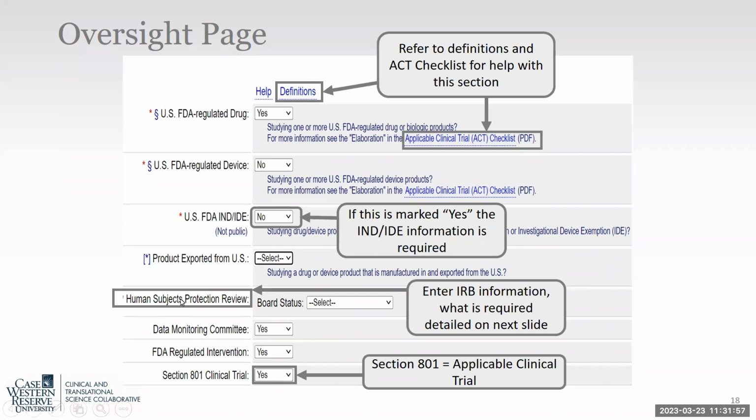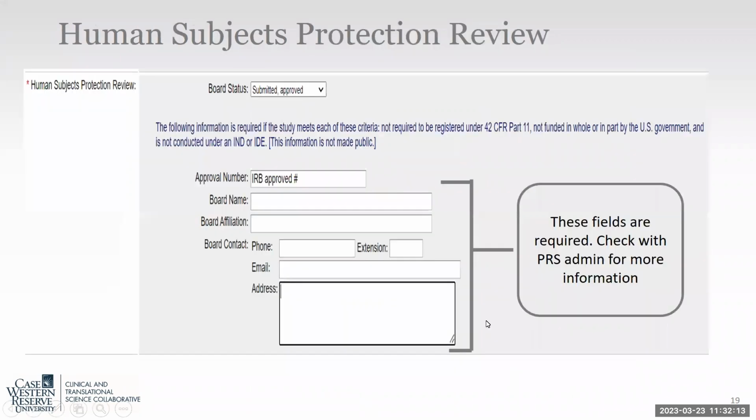The human subject protection review. So you're going to enter the IRB information for your site. We'll go over that in the next slide. 801 here, this 801 clinical trial, that is equal to applicable clinical trials. So the human subjects protection review, this is what it's going to look like, and you're going to put in the board name, affiliation, and the contact information for your IRB. And again, you can just check with your PRS administrator for more information on that.